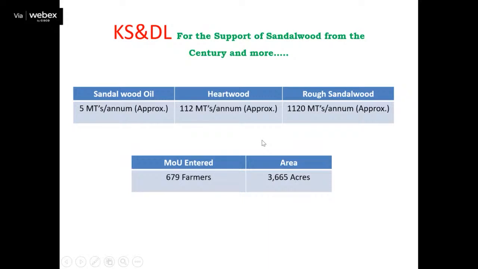For getting these 112 metric tons of hardwood class, around 1,120 metric tons of rough sandalwood, procured from farmers, is required, in the ratio of 10% yield of hardwood and 4.5% of sandalwood oil from hardwood. At present, KSDL has entered into MOU with around 679 farmers, covering a land area of 3,665 acres. It is only in Karnataka.